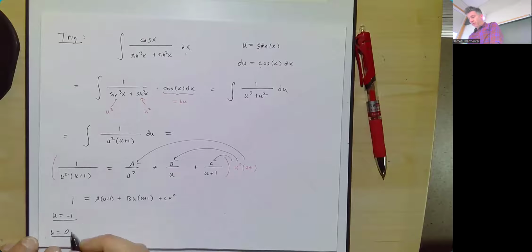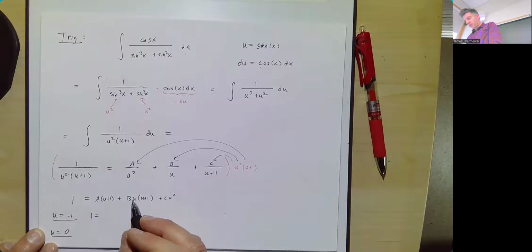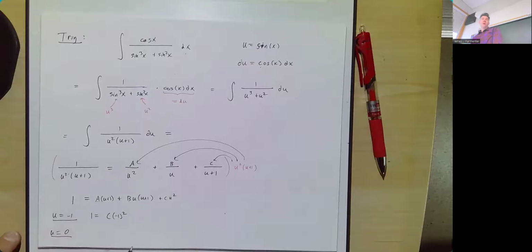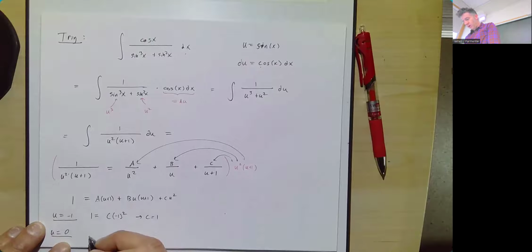So if I do u equals -1, I'm going to get 1 equal to a times 0 plus b times 0 plus c times -1 squared. You really don't need to write the terms that are multiplied by 0. So here we're going to get just c equal to 1. For u equal to 0, we're going to get 1 equal to a times 1 plus b times 0 plus c times 0. So a equals 1.